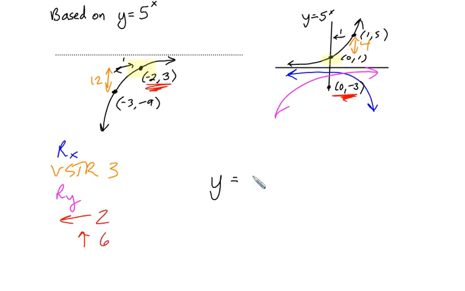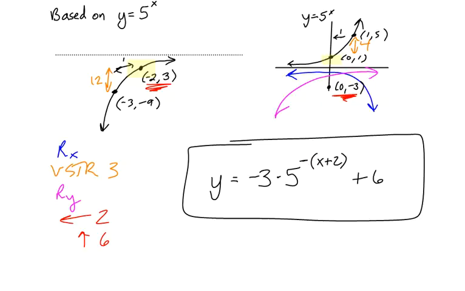So our final equation is going to look like y is equal to a negative 3 times 5, which was our base, raised to the negative, because of the reflect across y, quantity x plus 2. Be careful, you need that quantity there. Otherwise, you wouldn't be reflecting and then moving it left 2. And then we have plus 6. This would be our final equation for this particular graph. Keeping in mind, reflect across the x-axis, vertically stretch it by 3, reflect it across the y-axis, move it left 2, and then move it up 6.